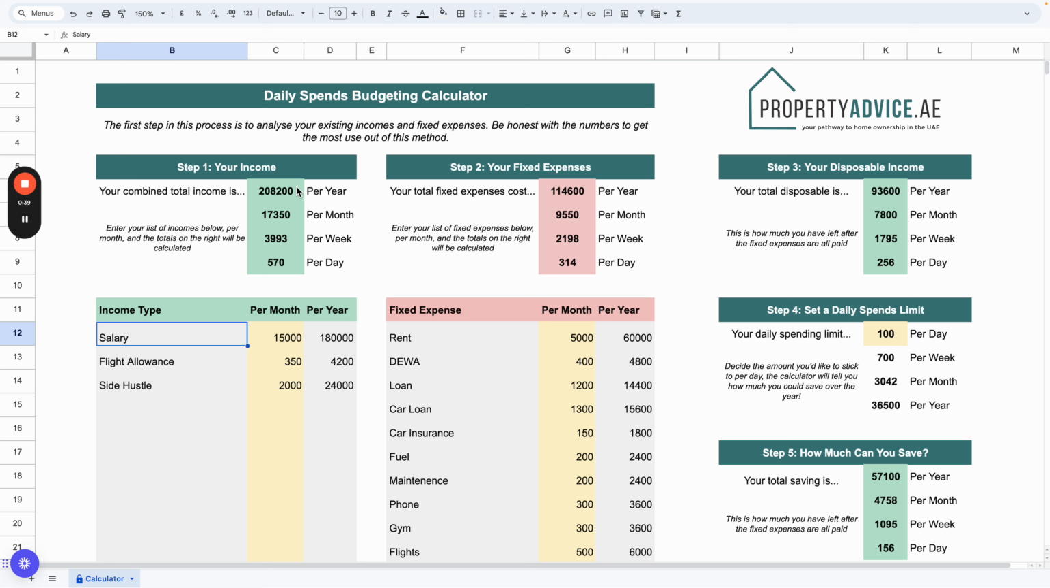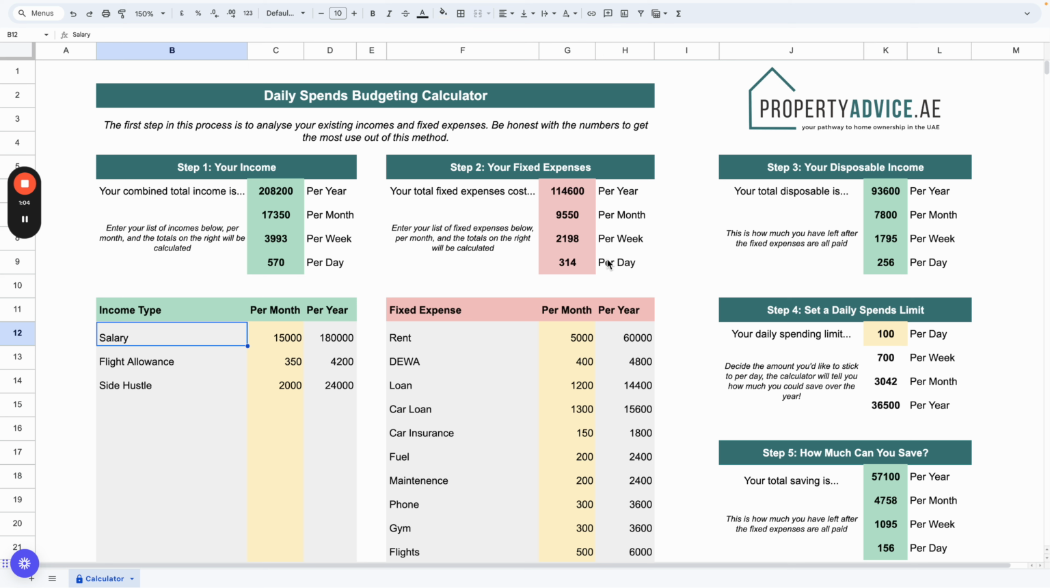Now, what this daily spends budgeting is all about is actually looking at the per day figures. So we get paid usually per month. In some cases, we get paid per quarter. In some cases, it could be all over the place. But either way, you should be able to figure out with a little bit of effort how much you actually get paid per day and how much you actually spend per day.